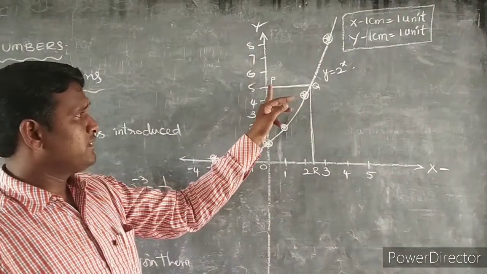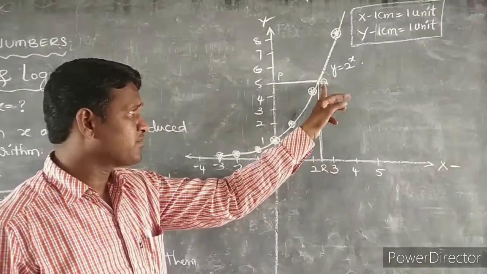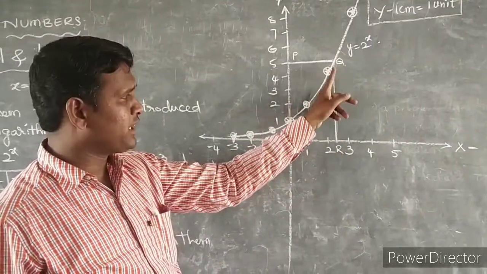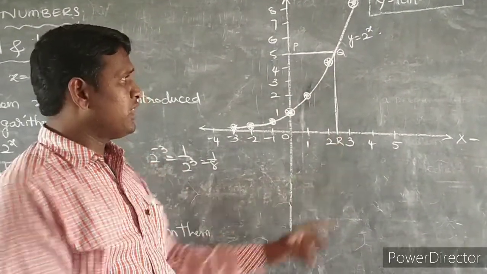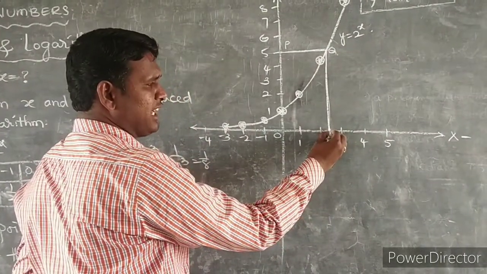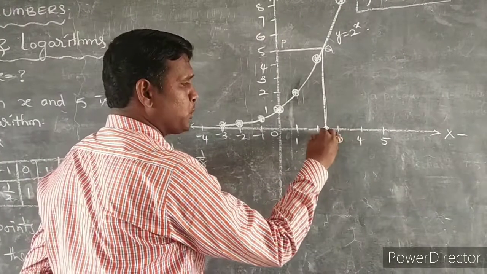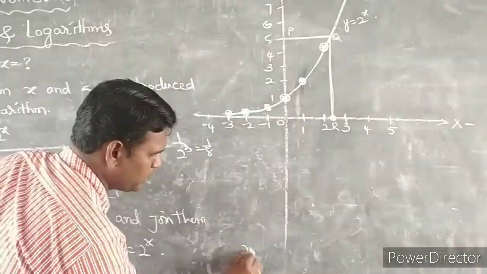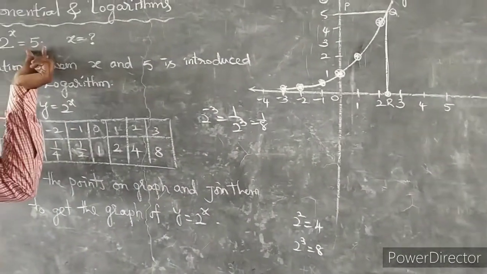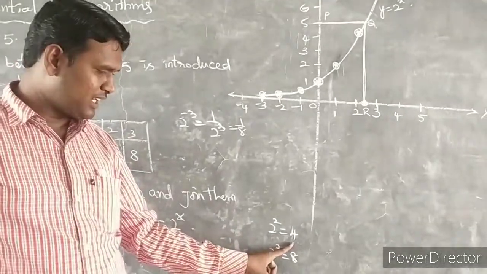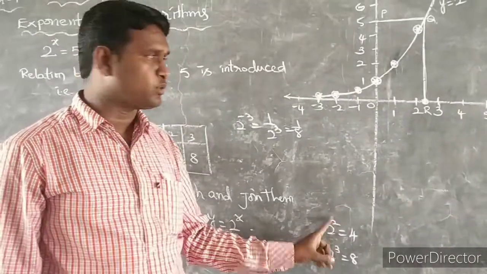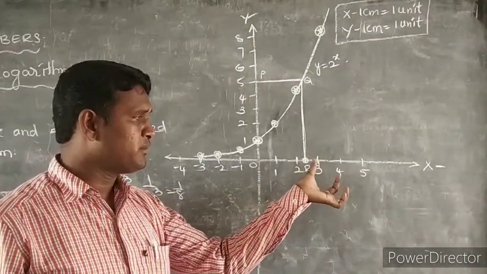point 5, we need to draw a horizontal line to the graph which meets the graph at Q. Again from Q we need to draw a perpendicular to the x-axis. Now it is meeting the x-axis at one value. This is lying between 2 and 3. If you observe, 2 square is 4, 2 cube is 8. We need to find out the value of 5. Generally 5 lies in between 4 and 8. That means the x value will be in between 2 and 3. Now we got the x value. It is in between 2 and 3.